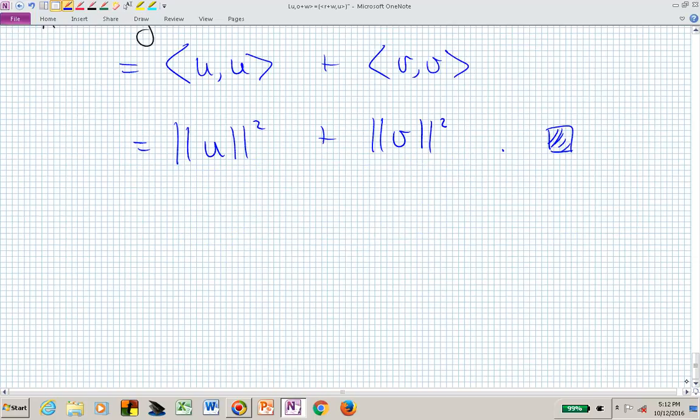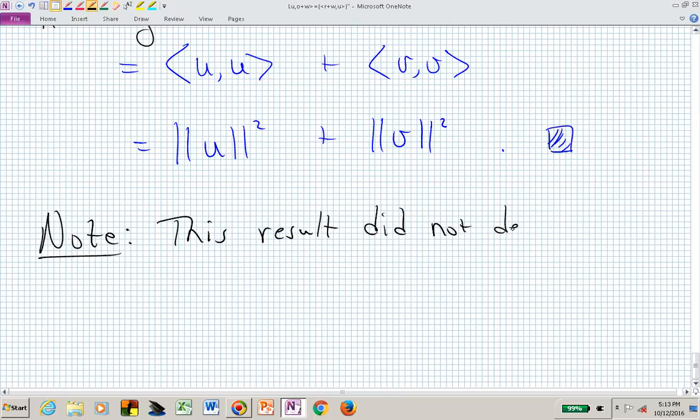And how much of the definition of the inner product did we have to pull up or to use? Did we have to define anything about the inner product or specify which inner product we were using? No. So now we can use any inner product we want and apply the Pythagorean theorem. This result did not depend on the inner product. It just depended on orthogonality.